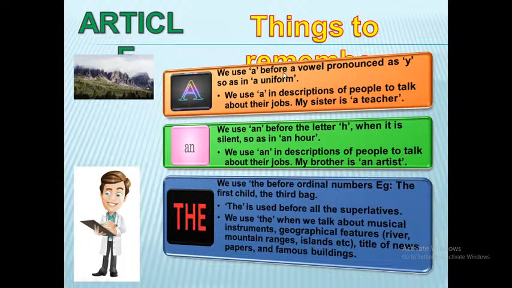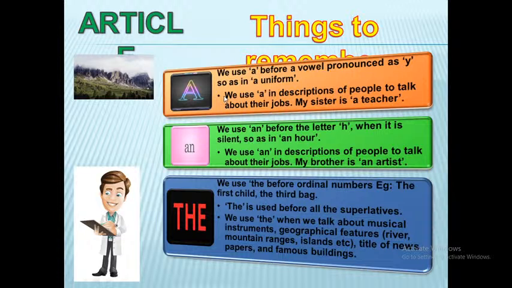We use A before a vowel pronounced as Y, so as in a uniform. A uniform. You see the sound of this particular U is here, Ya. Have you heard Ya? So in front of uniform, even though the spelling is U, we used A. Why? Because here this U makes the sound of Y, Ya sound.